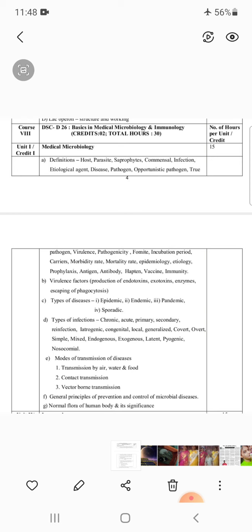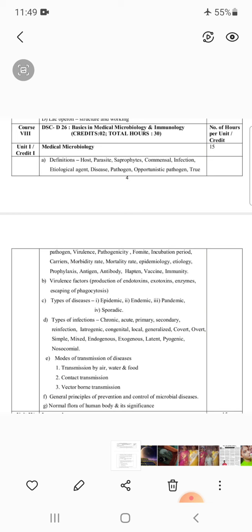Next, E point is mode of transmission of diseases. How the various diseases can transfer, by which ways, like airborne, waterborne, foodborne. The second is contact transmission, meaning person to person contact or person to animal contact. Then the third one is vector-borne transmission of disease, where vectors mean insects, arthropods, flies. Through them the diseases get transferred from one person to another, and that comes under the mode of transmission of diseases.